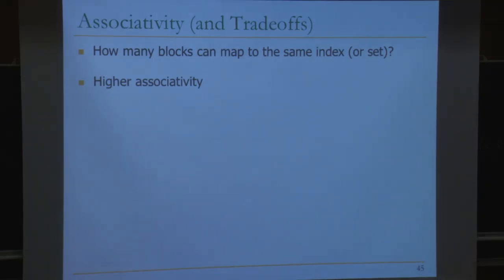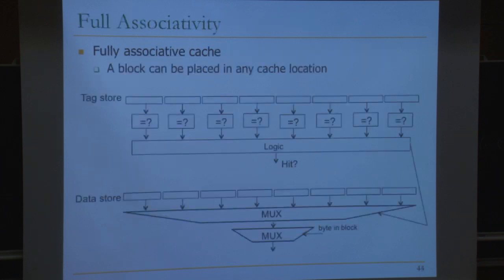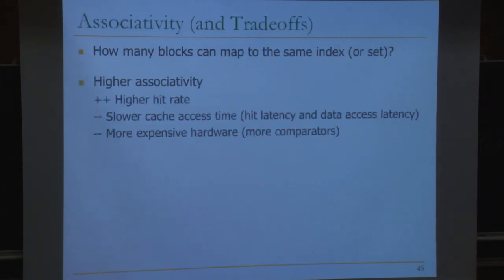I guess there are trade-offs related to associativity. One is how many blocks can map to the same index. That's the idea of associativity. And how you decide it is determined by what kind of performance you would like to achieve. Higher associativity usually buys you higher hit rate. Not always. Depends on your access pattern. The downside is it comes with slower cache access time. Slower cache access time is affected in two ways. One is your hit latency, determining that hit miss signal takes a while. And data access latency also takes a while because of the muxing. And there's more expensive hardware because you need to have more comparators.